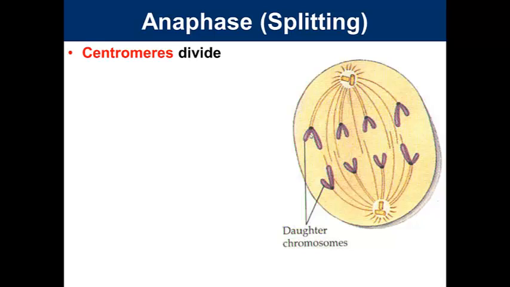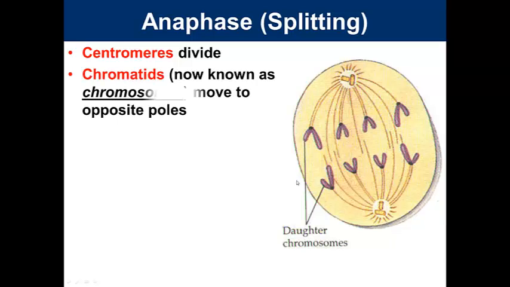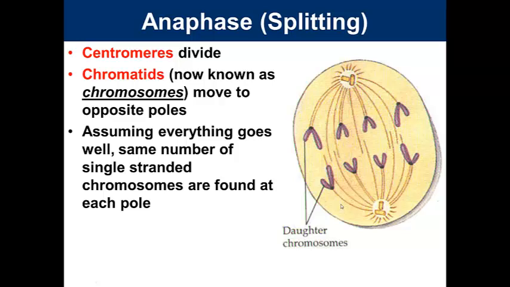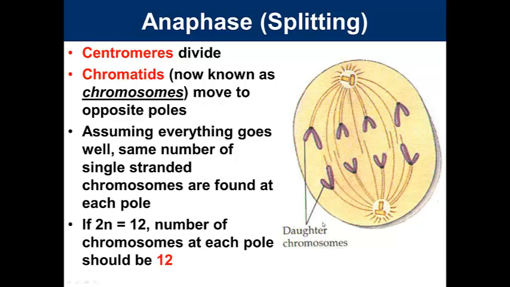In anaphase, the centromeres divide, so they start pulling these sister chromatids apart, and daughter chromosomes are pulled to separate poles. Chromatids are now known as chromosomes. So here are your chromosomes. They move to opposite poles. Assuming everything goes well, the same number of single-stranded chromosomes are found at each pole. So you have the same number of chromosomes at this pole as you would at this pole, 4 and 4. So if 2n is equal to 12, the number of chromosomes at each pole should be 12.